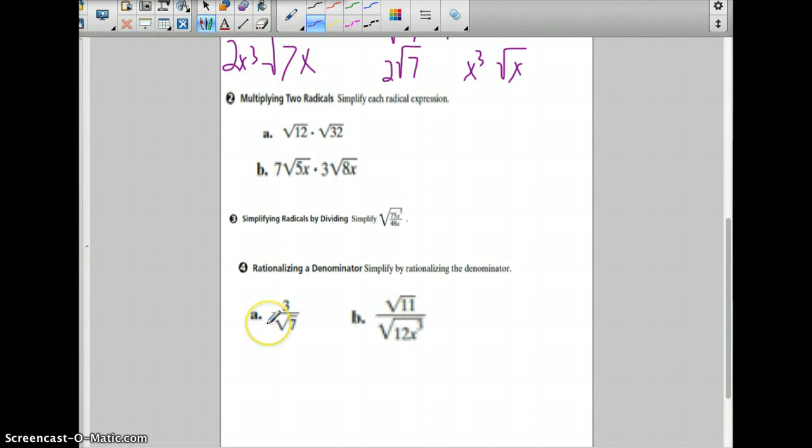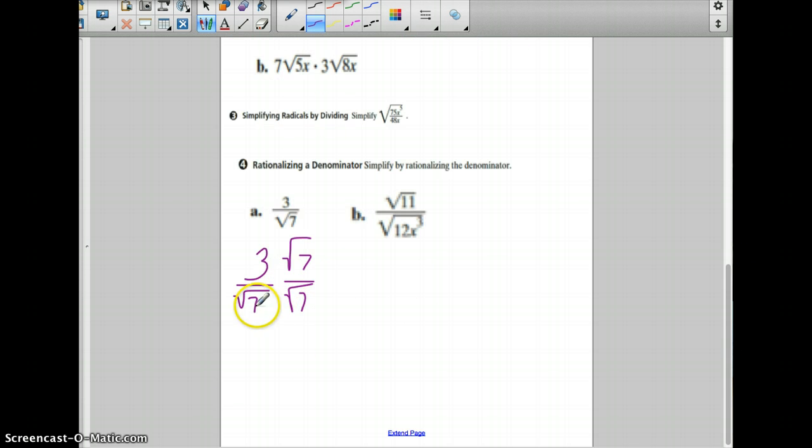So what we need to do here is multiply by 1. But again, 1 doesn't have to look like 1 over 1. We multiply it by whatever the radical is here, which is the square root of 7. So if we multiply by the square root of 7 over the square root of 7, in our denominator we get root 7 times root 7, which is the square root of 49, or 7. In our numerator we have 3 square root of 7.